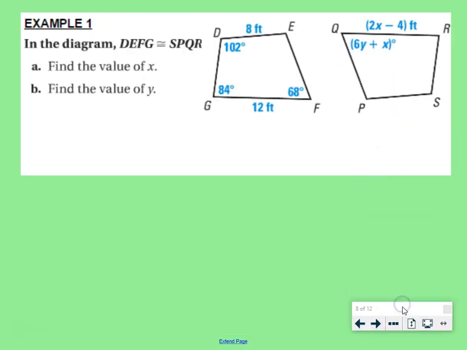Example 1. In the diagram, DEFG is congruent to SPQR. This is why we list them in order, because now we know that angle D is congruent to angle S. Just because they're oriented differently doesn't change it. Then angle E is congruent to angle P, and then angle F is congruent to angle Q. 1, 2, 3. 1, 2, 3. And then the last angles are congruent to each other, so I'm just going to leave those empty for now.